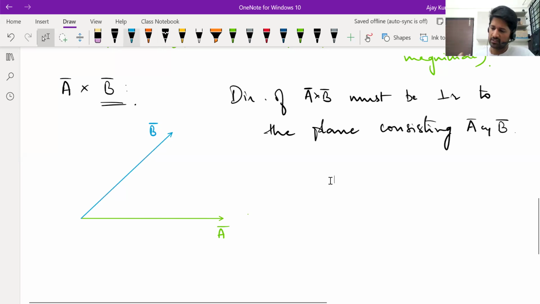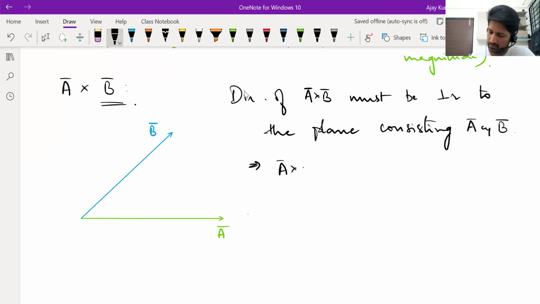Now, if the cross product is perpendicular to the plane consisting of A and B, then automatically the cross product becomes perpendicular to vector A, and the cross product also becomes perpendicular to vector B. This is a very important property of the cross product that you must keep in mind. When we take the cross product between two vectors, the result is also a vector. So that new vector, which is what we call the cross product, will be perpendicular to these two vectors.